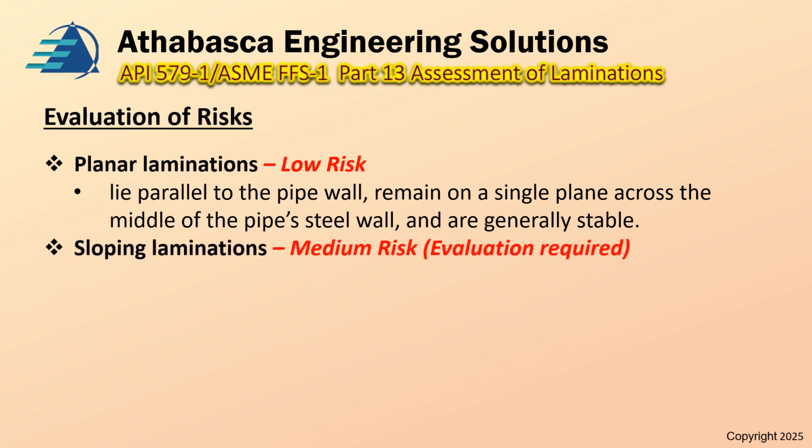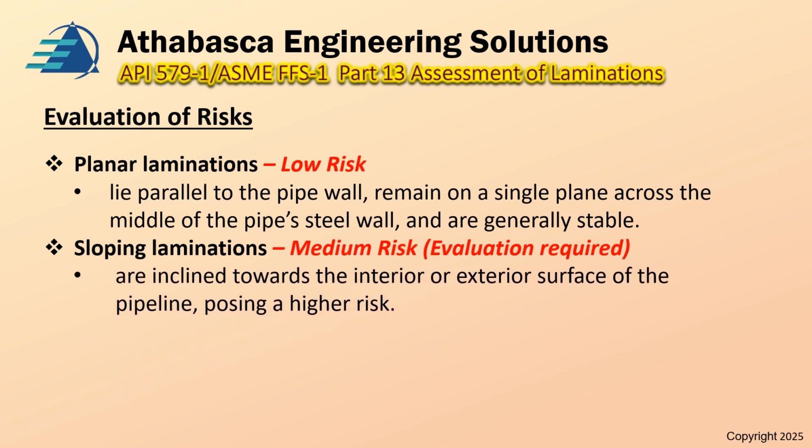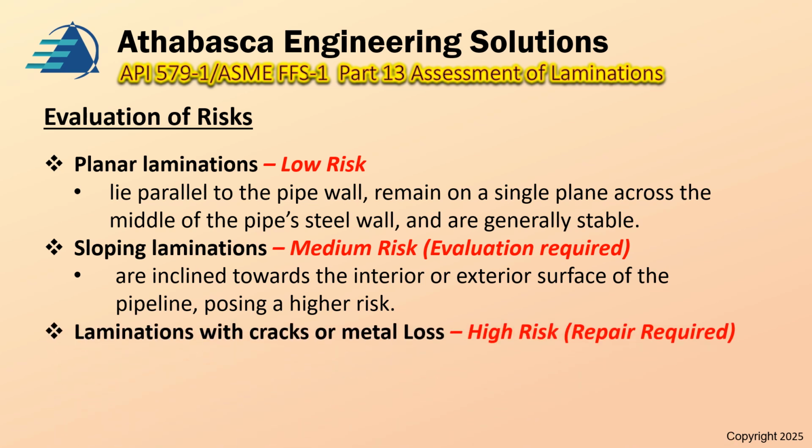But a medium level risk is if we have a sloping lamination, and this is where the light would come on and we would typically be looking at that as an evaluation. They are inclined towards the internal or external surface of the pipeline and they impose a high risk.